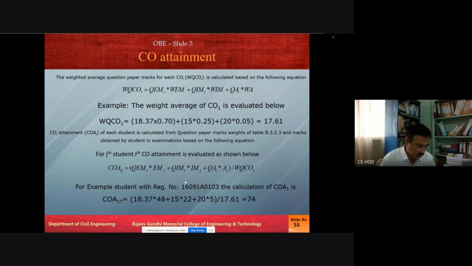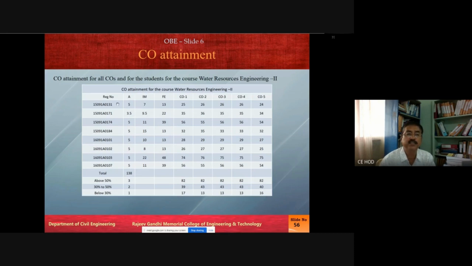I will show it on the next slide. Water resource engineering 2 has totally 138 students, and I will take one particular student. The second column is assignment marks, third column is internal marks, fourth column is end exam marks. Student 16091A0103, I am going to explain. He got 5 marks in assignment, 22 marks in internal exam, and 48 marks in end exam.